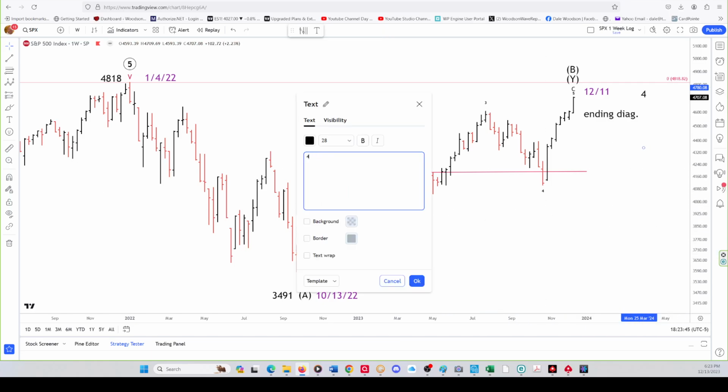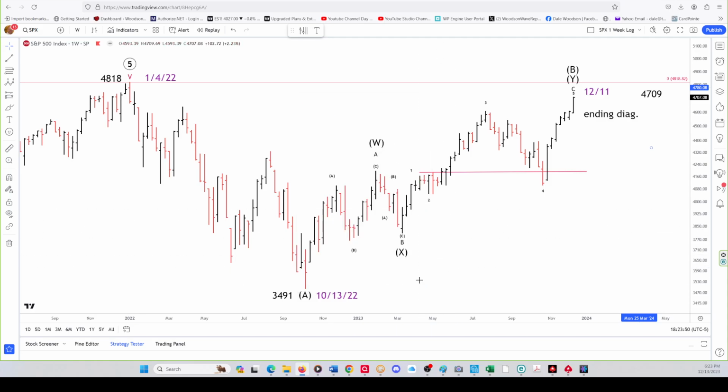Okay, let me just fill that in if I can. Update the chart. Okay, and we've got targets which we'll show you guys on the E-minis for these other. The Y specifically, we've got a high coming up of 4 degrees of trend, the 5 of C of Y of B, if you can follow all that, WXY. Okay, we can get into that more in the E-minis.